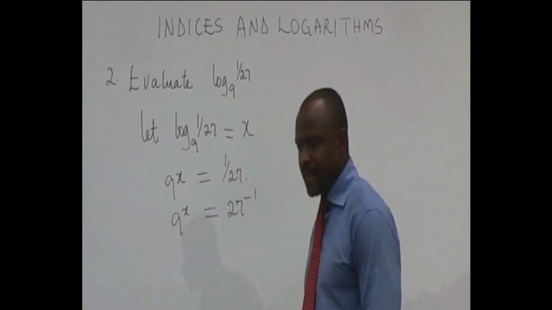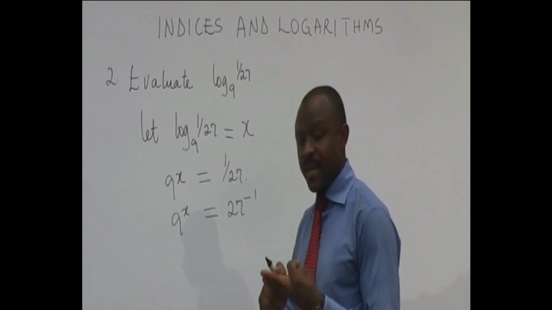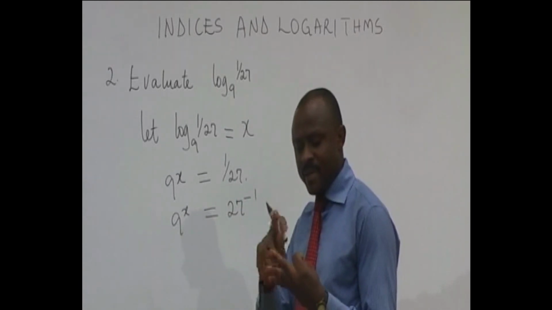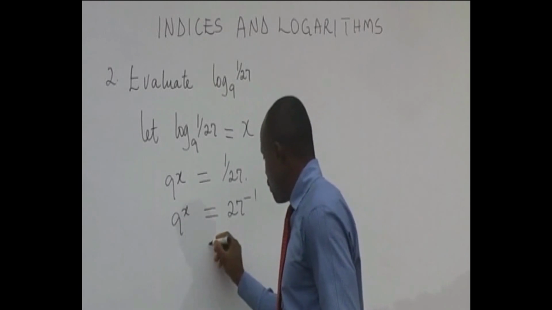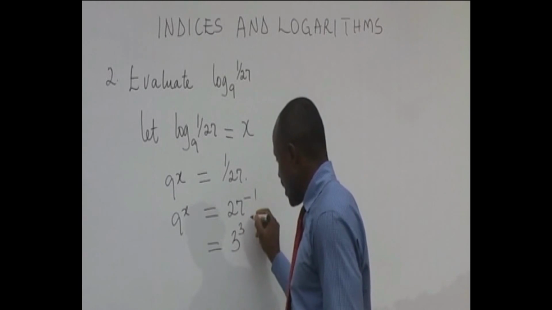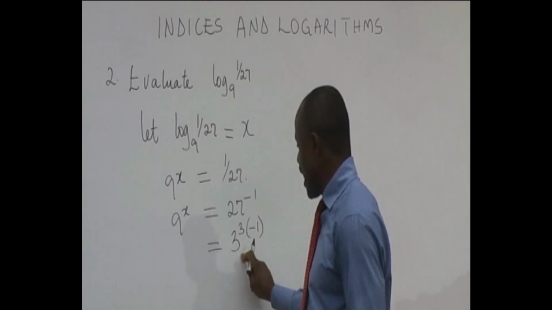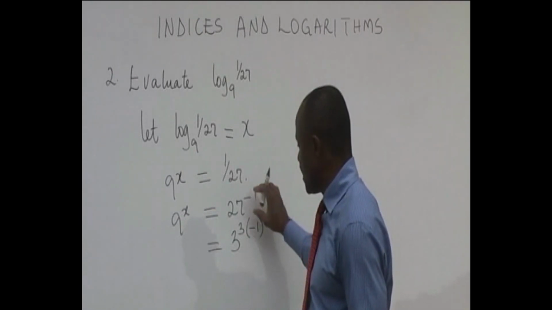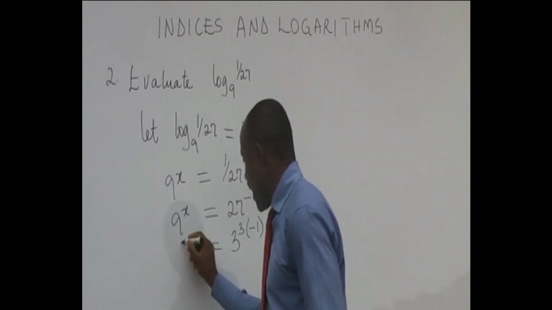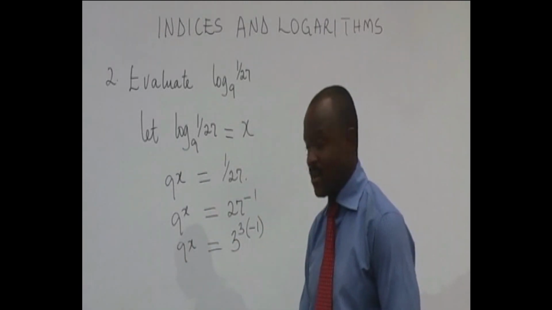You and I know that 3 times 3 is 9, and 9 times 3 is 27. That means 27 is the same thing as 3 times 3 times 3. Use it to exchange this. You have 3 exponent 3. Now bring minus 1 in a bracket. 3 exponent 3 into minus 1 is the same thing as 27 exponent minus 1. Remember, in the left hand side of the equation we have 9 exponent x.